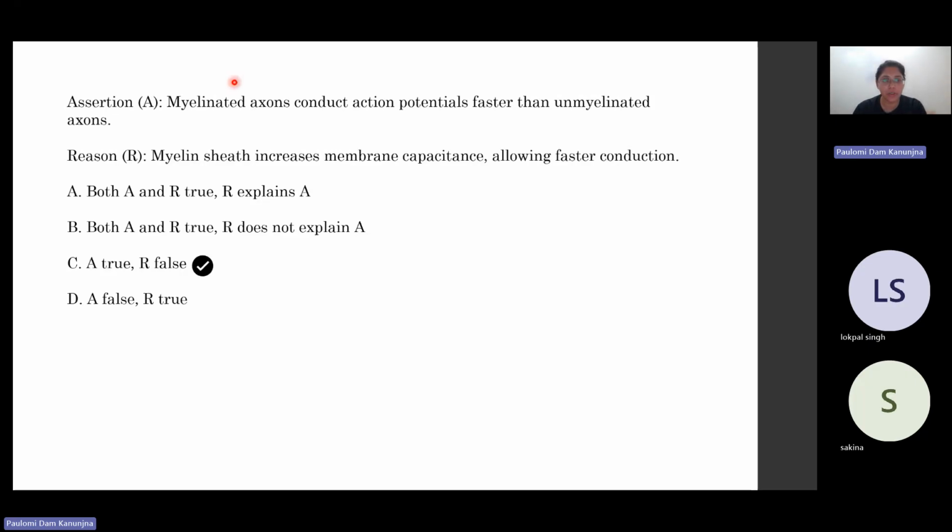This is a very smart crowd. Exactly, C. Because myelin sheath does not increase membrane capacitance, it decreases the capacitance. And because it decreases the capacitance, it increases the resistance. And because resistance means conduction, you have more conduction of the ions.